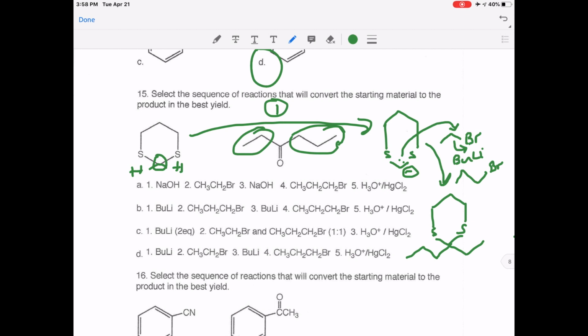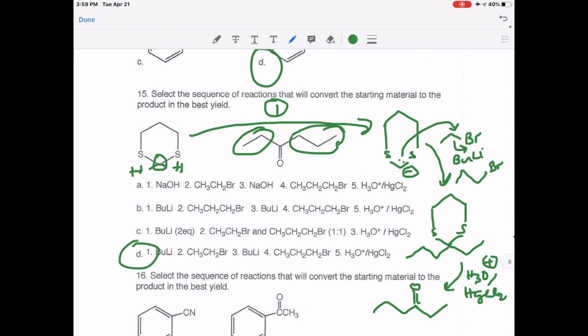the dialkylated thioacetal. But still, we haven't gotten to the final product. We're almost there, but we still have to remove the thioacetal. And in order to do that, we simply need an aqueous acidic solution along with mercury chloride, which will allow this thioacetal to be hydrolyzed and give us the final product. So if we look at all these answers, D matches our procedure.